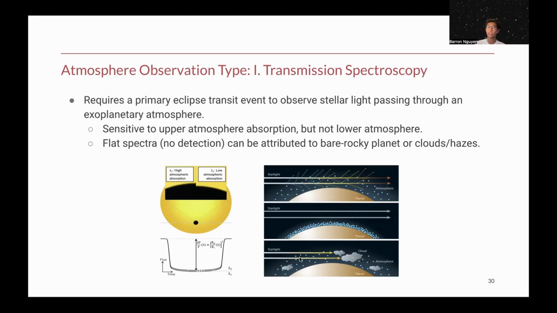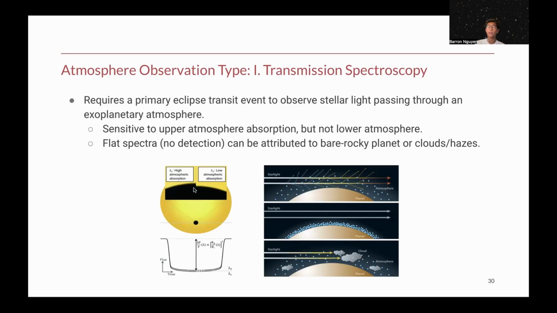This is shown by the bottom panel, but it can also be shown here, where we just see a dip in the light. If there's a big atmosphere with high atmospheric absorption, meaning the molecules absorb a lot of the light, versus low, it just looks like the planet may be bigger. So it can either mean there's no atmosphere but the planet has a larger radius, or that difference is the evidence of an atmosphere.